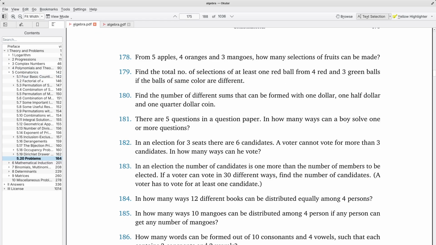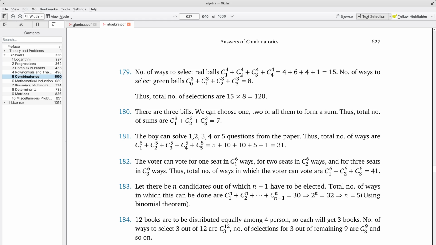Question 180 says that find the number of different sums that can be formed with $1, $1.50, and $1/4 coin. So there are 3 coins, we can choose 1 or 2 or all of them. The total number of sums are 3C1 plus 3C2 plus 3C3, which is equal to 7.